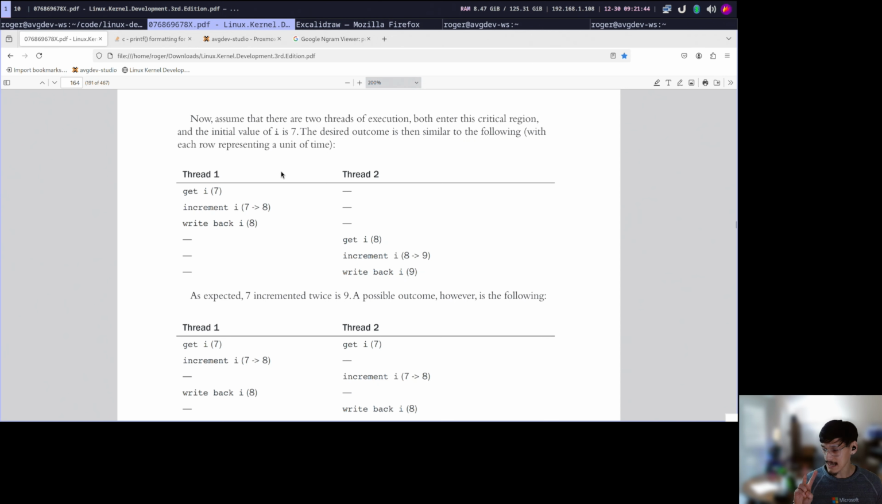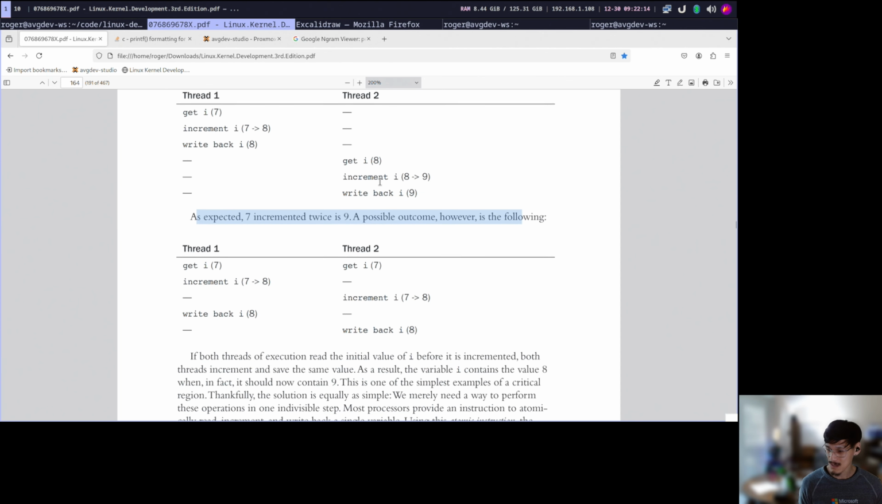If there are 2 threads operating on the same piece of code, a program, well, if you have 2 threads running, you're incrementing twice. You should increment by 2 instead of 1 at the end of it all. So we go from 7 to 9 at the end of time. And that makes sense. That works, right? So as expected, 7 incremented twice is 9, a possible outcome. That is one of the combinations that can happen. That's a good case.